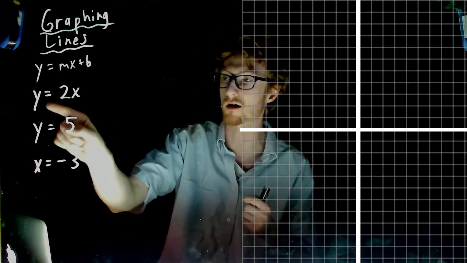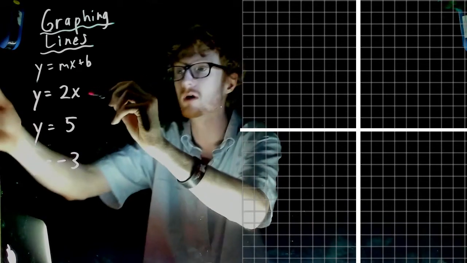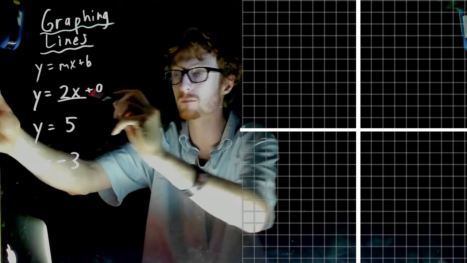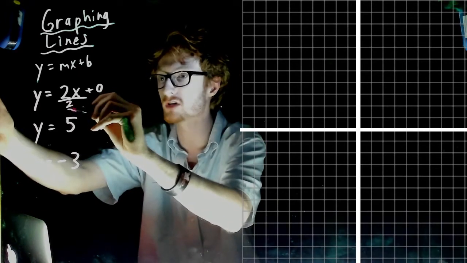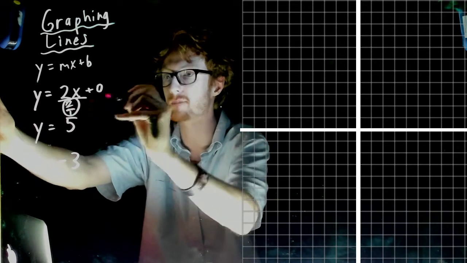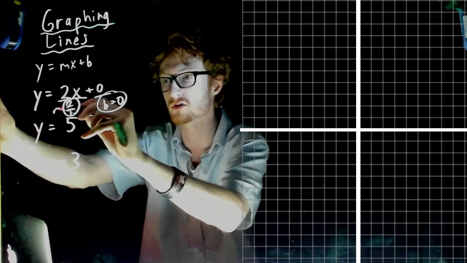So like this one right here, I have y equals 2x and that's it. I don't have a b. So let's fill in that b as a 0. So my slope is 2, which remember is like 2 over 1. So that's my rise over my run, okay? And my b, my 0. My b is equal to 0, and my m is equal to 2 over 1.